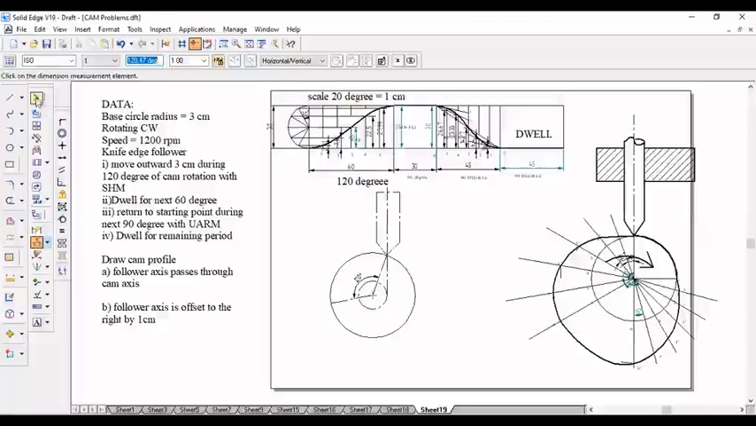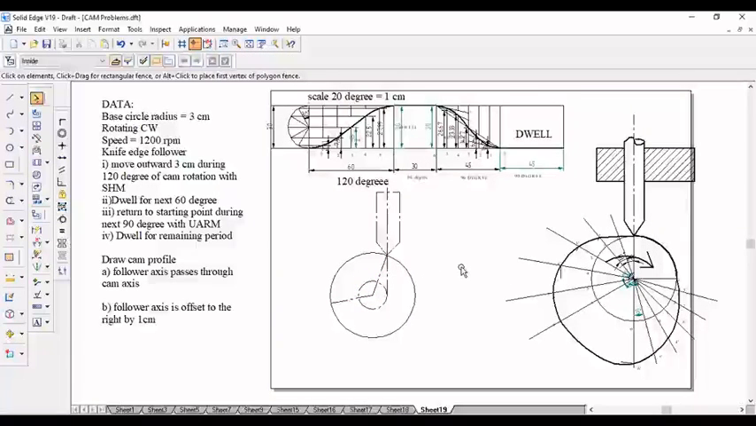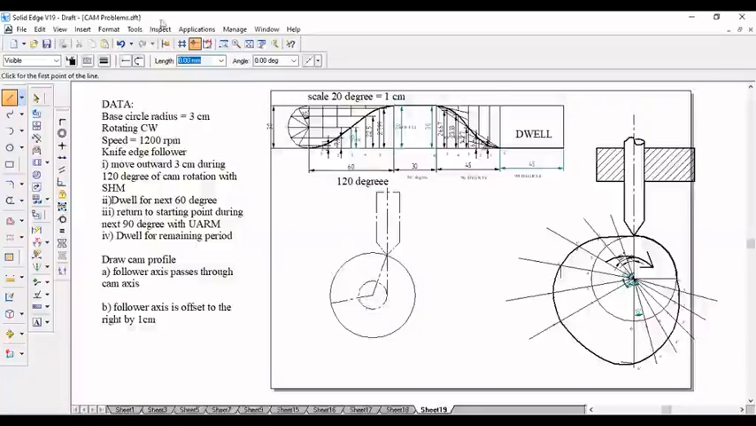Now, I'll just delete this angle just to prove that it is 120 degree. I've shown it. I'll just delete it so that I can easily draw. Now what I'll do, in this case what I did, so this is 120 degree line.